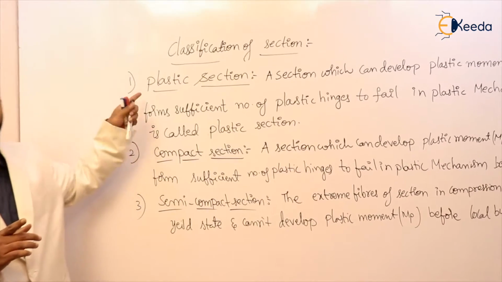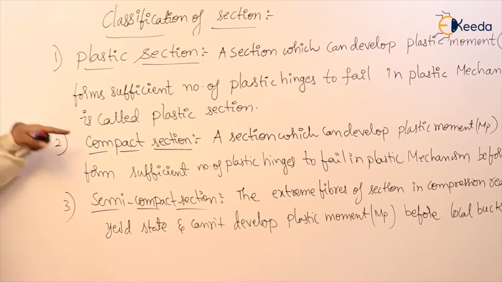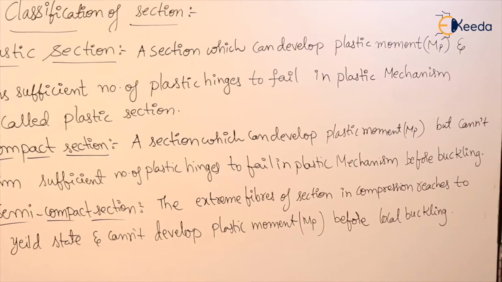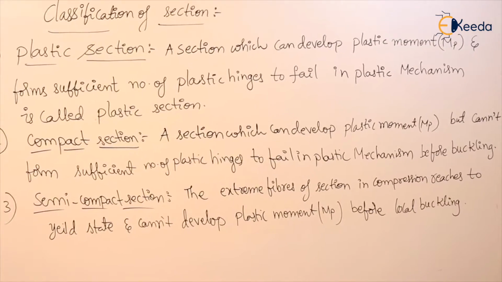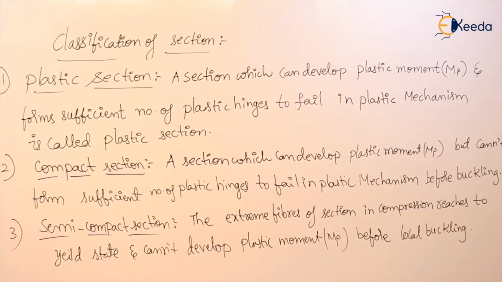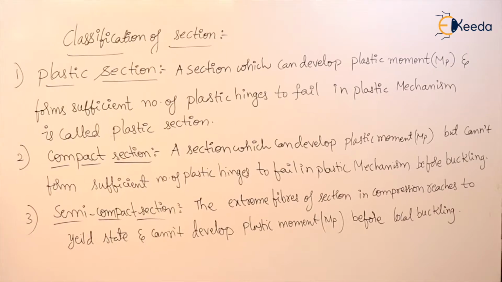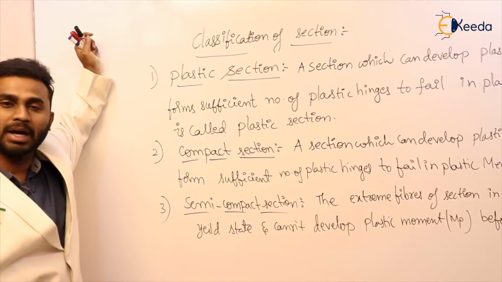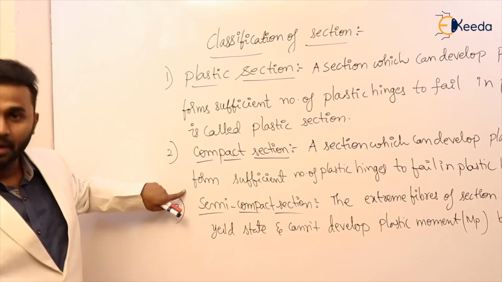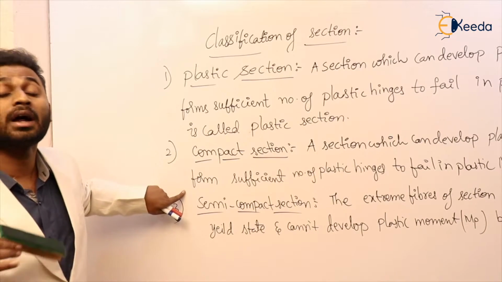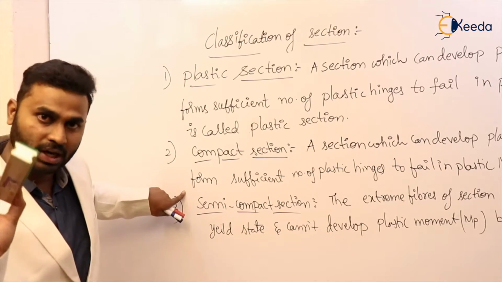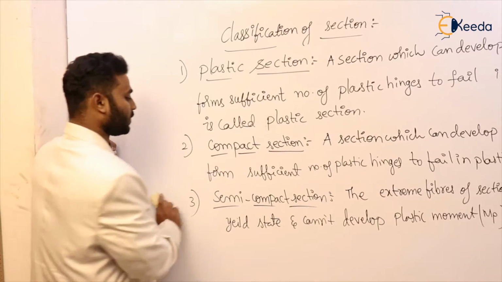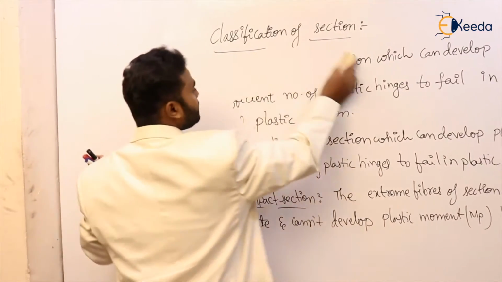So I'm going to rub this, and I'm going to write the definition of slender section. So simply to say, a plastic section is one which can develop MP and fails by plastic mechanism, and a compact section is one which can develop MP and fails by buckling. It does not fail by mechanism, but simply by buckling. A semi-compact section cannot develop even MP; it can develop only MY, yield moment only. Now the last classification is the slender section.